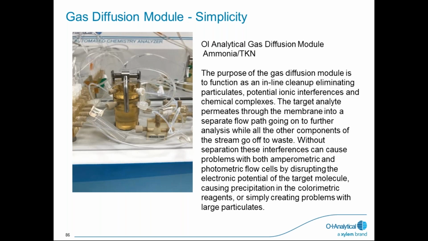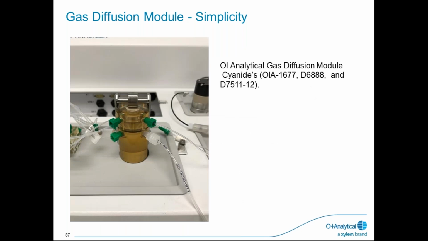So this is a layout of ammonia TKN with our gas diffusion module. And then this is the OI Analytical gas diffusion module for our cyanides, OI 1677, D6888, and D7511-12.